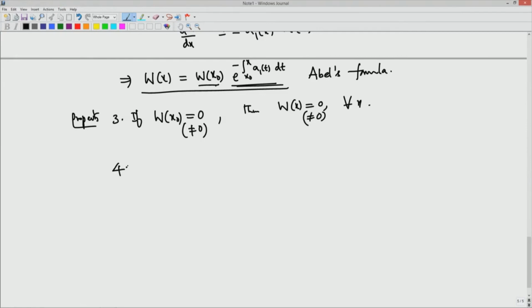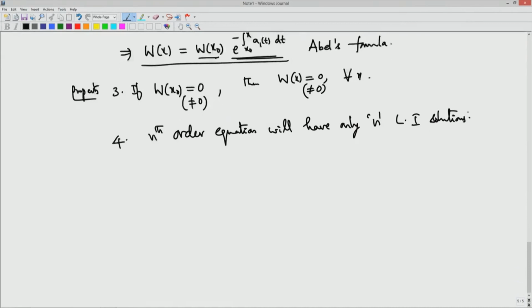So the fourth property is: what is the fourth property for the second order equations you have done? The second order linear homogeneous equation will have only 2 linearly independent solutions. So here, the nth order equation will have only n linearly independent solutions. So the proof is exactly the same. What you do is you consider first your y1. So your y1 is a solution.